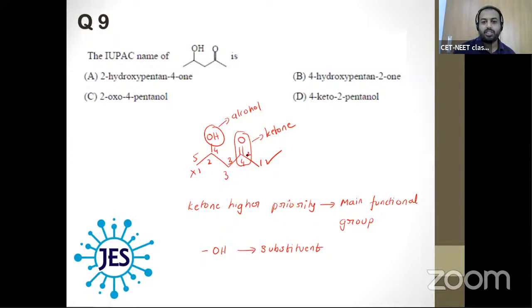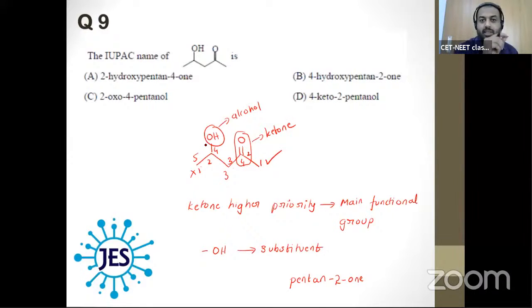Now we'll name it. Keto is in the 2nd position. Root word is 1 2 3 4 5, pent. It's ane, all single bonds, and keto group is present on the second position. So pentan-2-one. And then you have OH group at the fourth position.